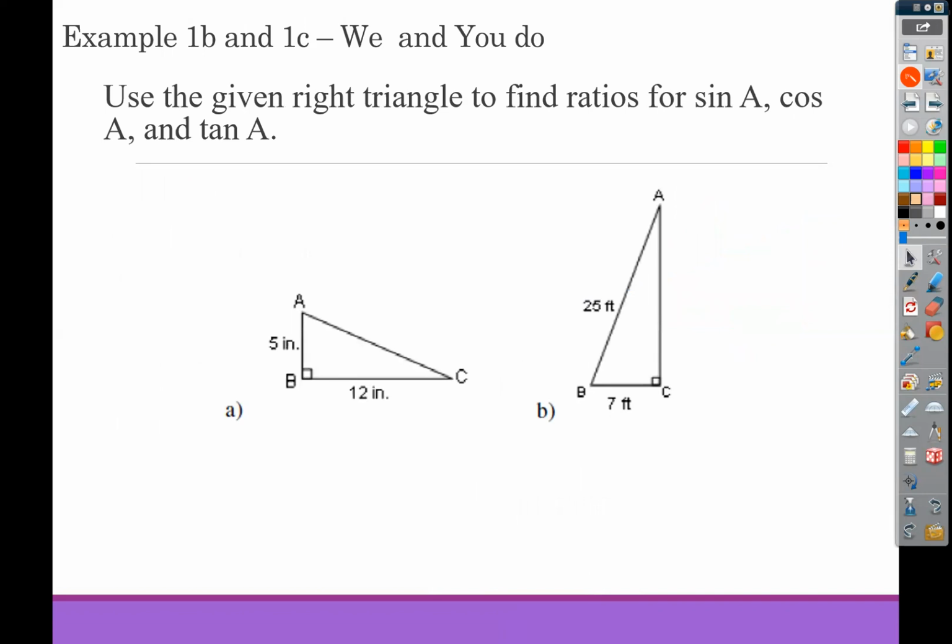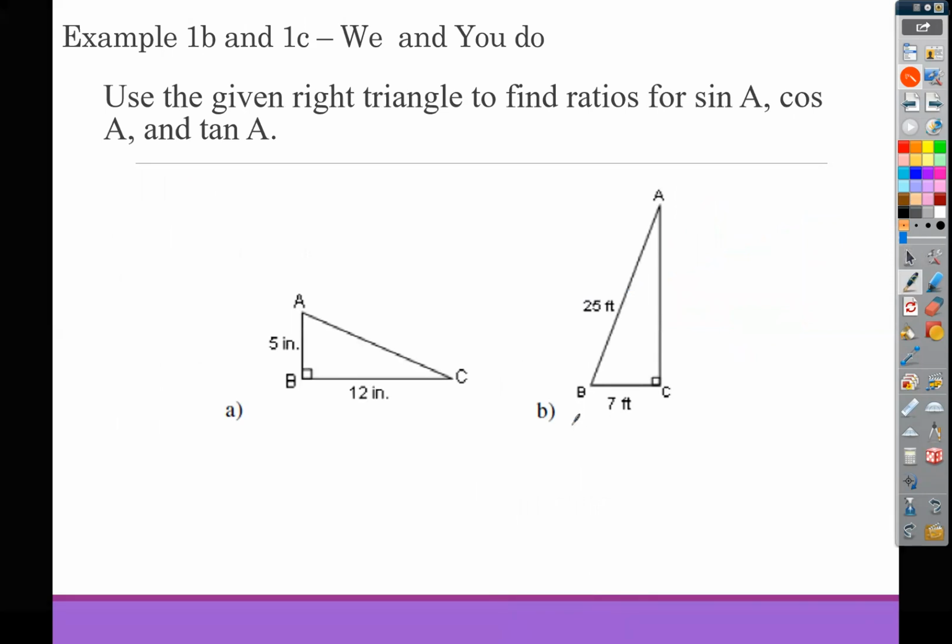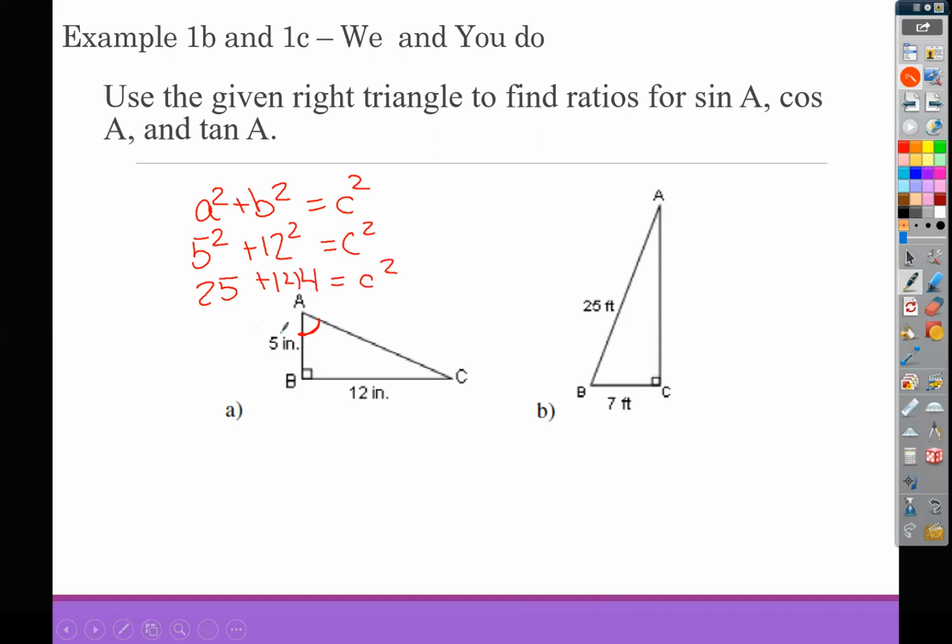1B and 1C. So I'll do the first one, or we can do it together, and then y'all are going to do the second one. All right, so using the given right triangle, find the ratios for sine, cosine, and tangent. Okay, so we have to find, for A, what this missing side is first. Okay, so we have a squared plus b squared equals c squared. I know two of my sides are 5 and 12, but I don't know my hypotenuse. So if I do that, I'm going to end up getting that c squared is 169, so that would mean that c is 13.